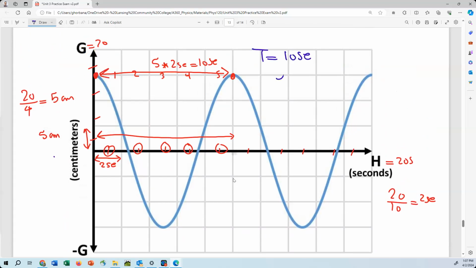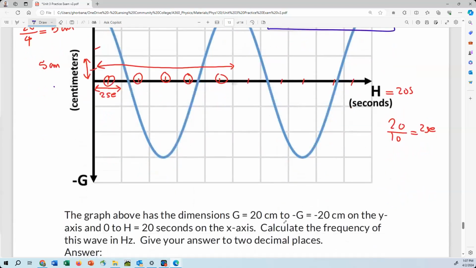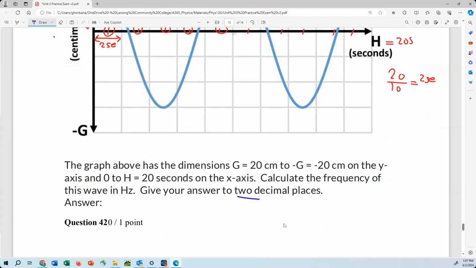So what is the frequency? Frequency is 1 over 10 seconds. 1 over 10 seconds is going to be 0.1 hertz. The frequency is to two decimal places, so you can write the frequency is 0.10 hertz. Good? 0.1 or 0.10?